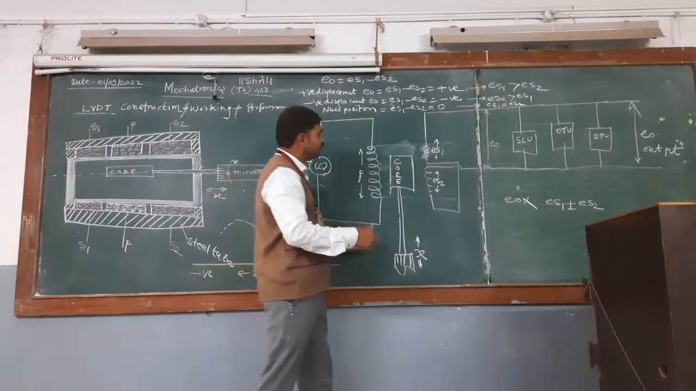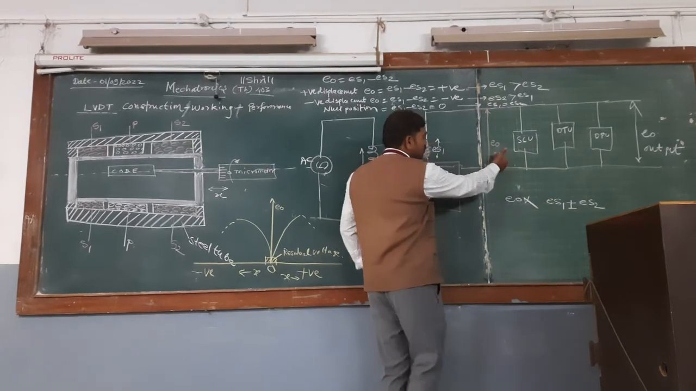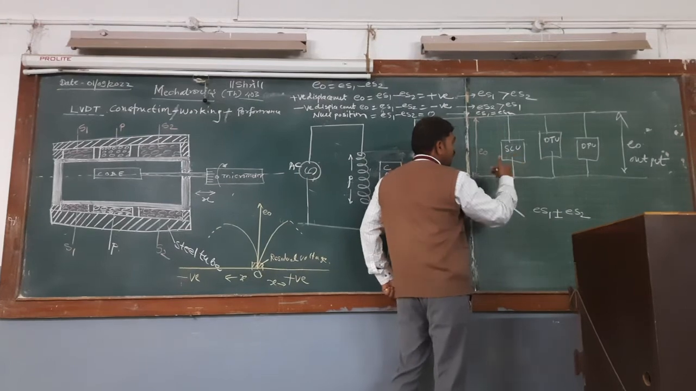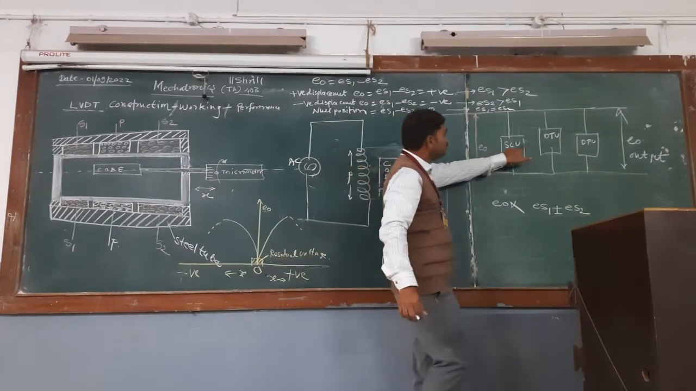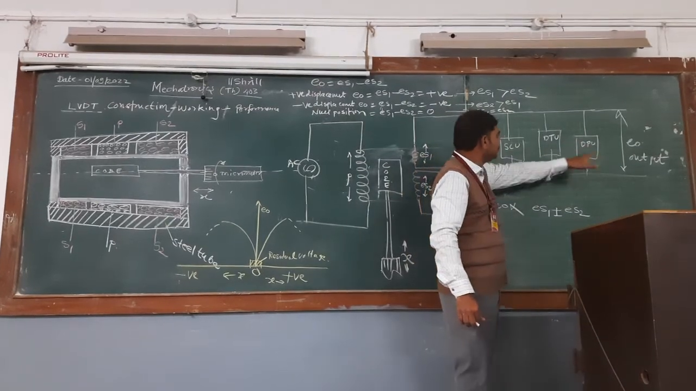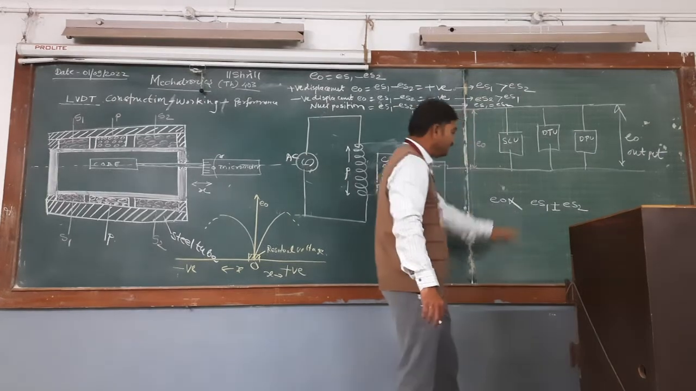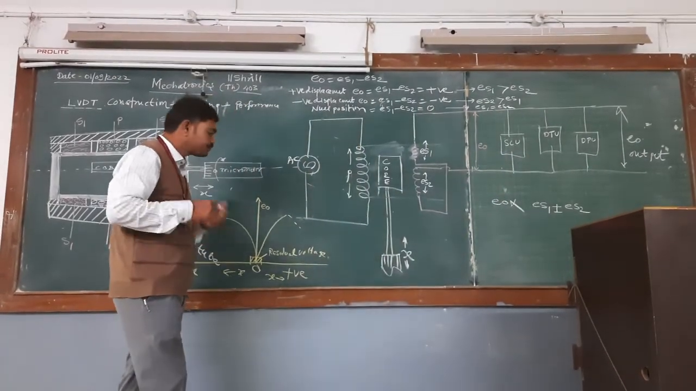The net output for this circuit is E0. This E0 is given to the signal conditioning unit, to amplify it properly so that it is acceptable to the next stages, that is the data transmission unit and data presentation unit. Finally, you can take the output to a computer also.